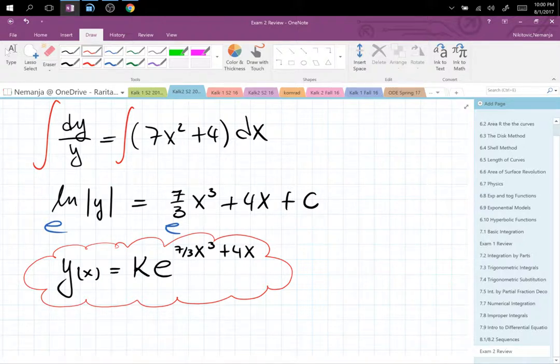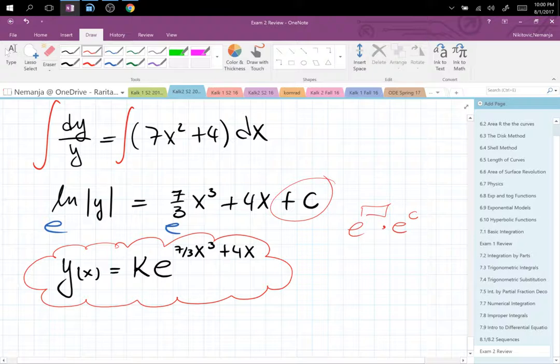But may I ask, in the circumstance where you said e to the x was c, how come for this one you didn't do e to the c? I did, because over here you have plus c, so it's e to the polynomial times e to the c, which is the last part, and then I call this one k, and I put it in front. Okay.